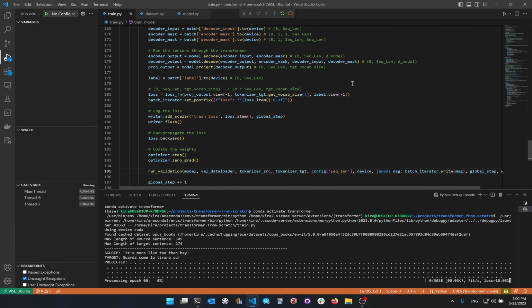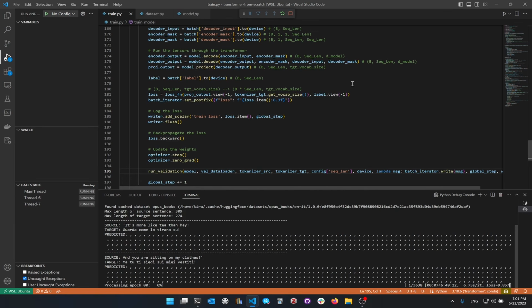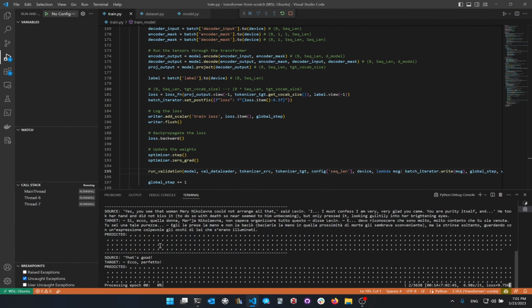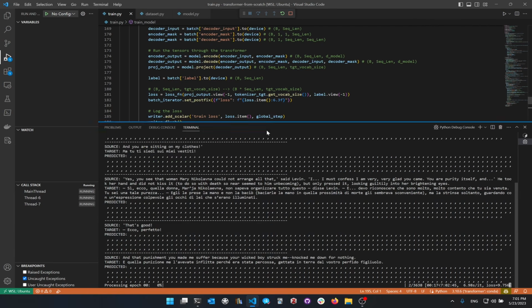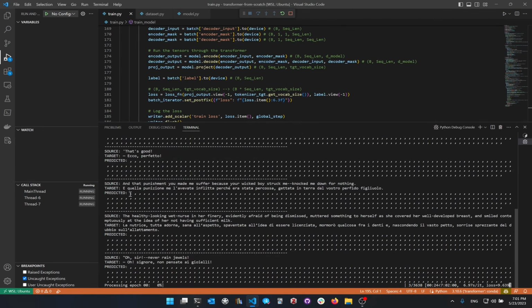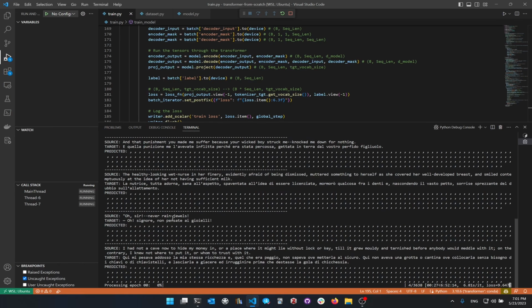All right, looks like it is working. So the model is running the validation at every step, which is not desirable at all. But at least we know that the greedy search is working, or at least it looks like it is working. The model is not predicting anything useful. Actually, it's just predicting a bunch of commas because it's not trained at all.